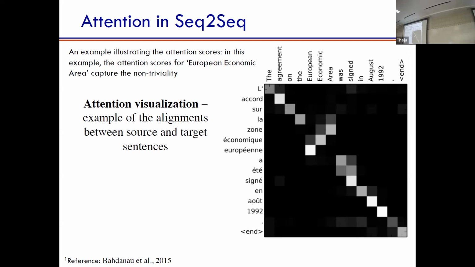Okay. Generally, if two languages have very similar grammatical structure, then it will essentially be a diagonal matrix. Okay. But here you can already see, right? The order "zone economic European" changes to "European Economic Area". So you can see while producing "European", it did pay attention to this part of the input.